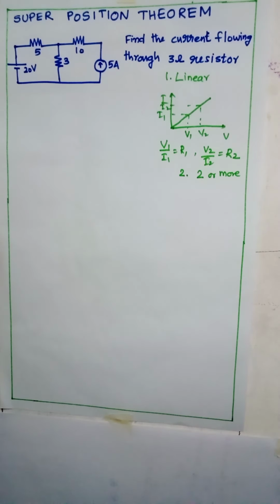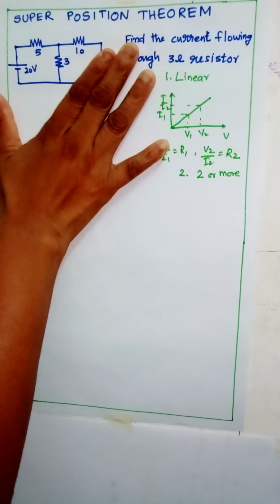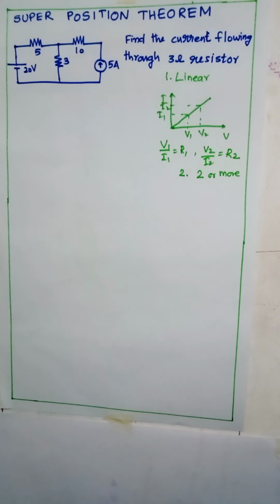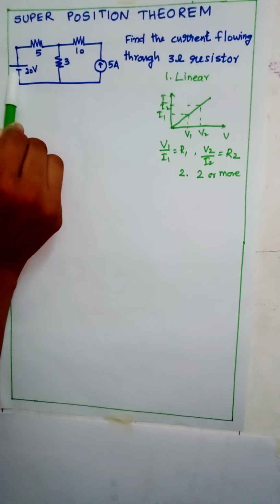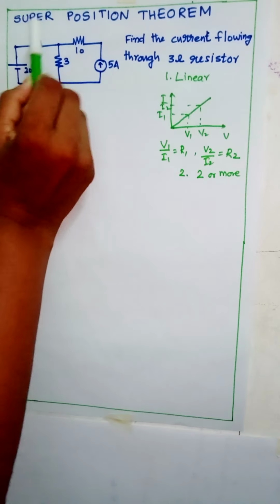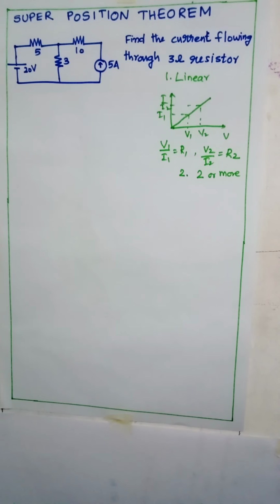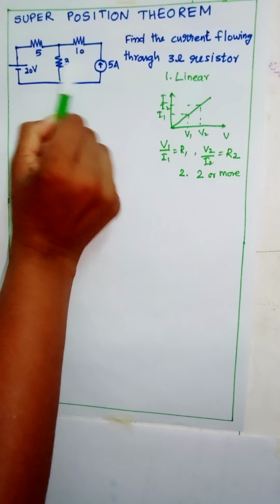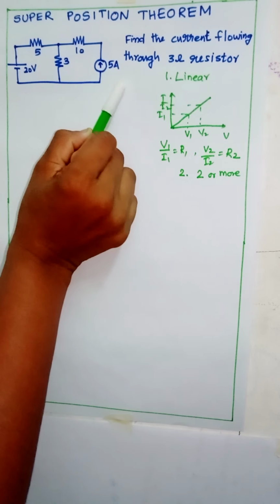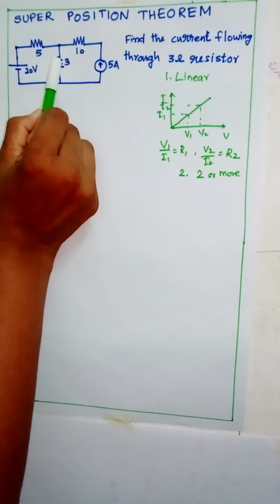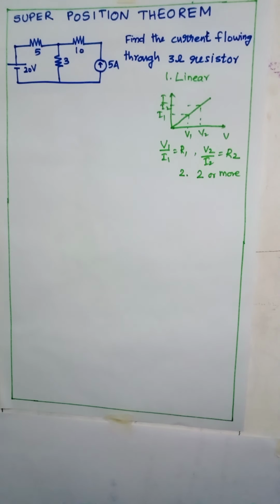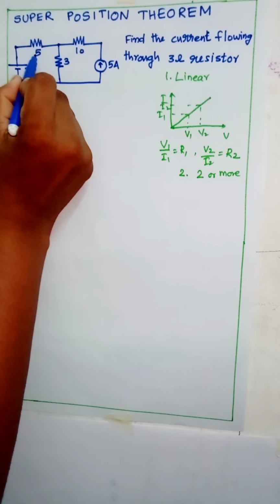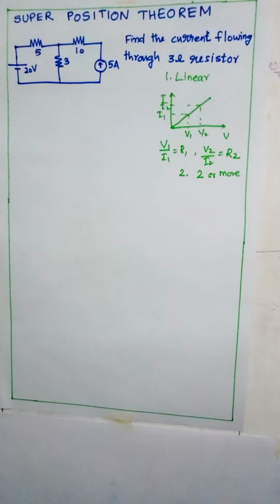The first step is we have to remove the 5 ampere source, then find the current flowing through 3 ohm resistor. Then remove the 20 volt source, then find the current flowing through 3 ohm resistor. Finally, add the current flowing through 3 ohm resistor with the 5 ampere source only plus the current flowing through 3 ohm resistor using 20 volt source. Here we have 5 ohm resistor, 3 ohm resistor and 10 ohm resistor.